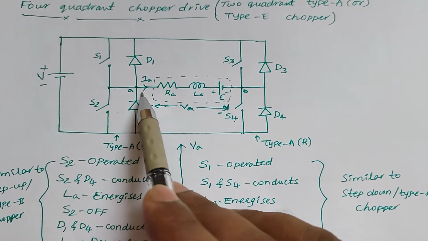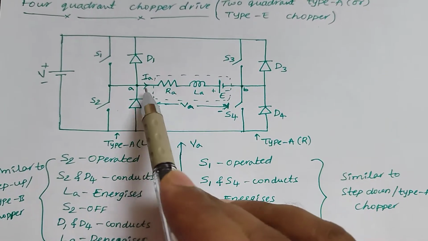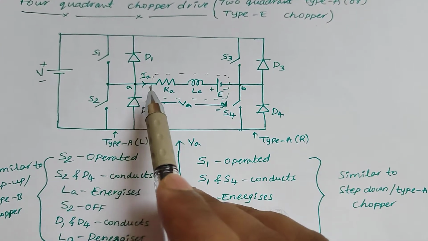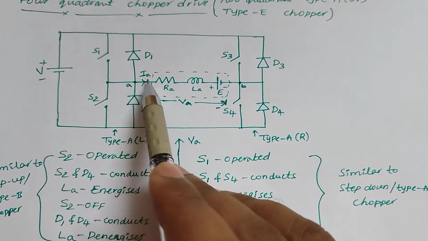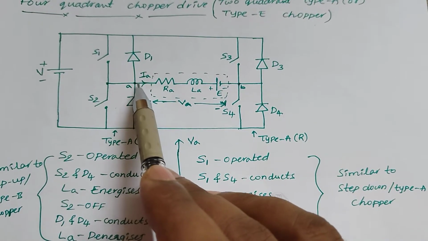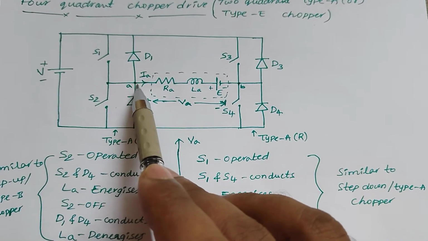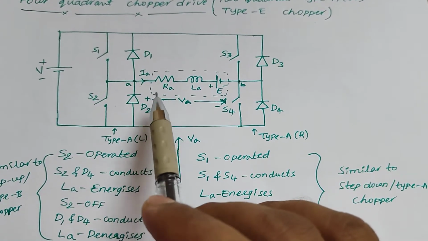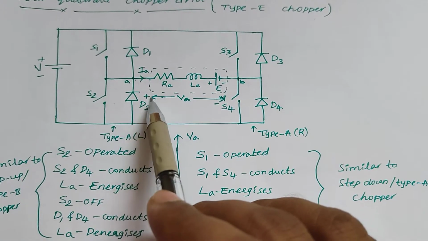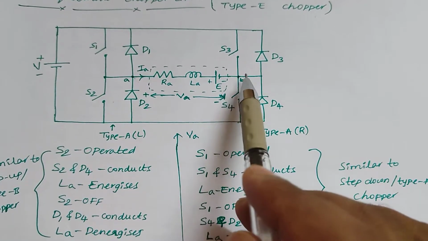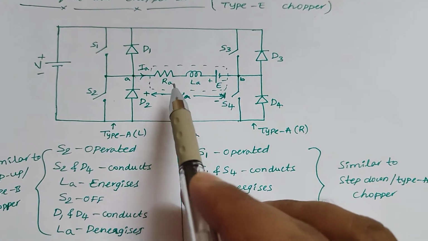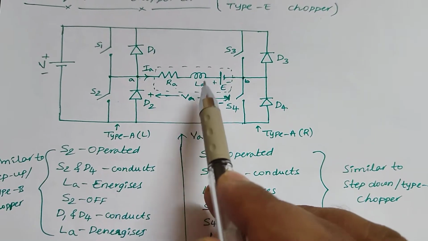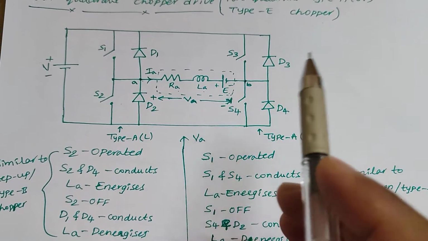The armature of the DC motor is connected between these A and B terminals. The conventional notation of the voltage and current is VA and IA. It is in the positive direction when the current is flowing from A to B, and when the voltage polarity is plus at A and minus at B, that is positive voltage. The corresponding armature resistance is RA, inductance is LA and back EMF is E.